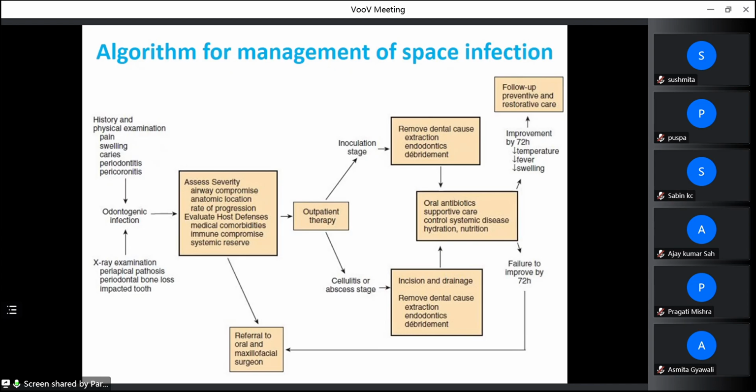So whenever there is cellulitis or abscess, you have to do incision and drainage, then remove the dental cause, either by extraction, RCT, or debridement. Then observe for improvement within 72 hours: if the temperature is decreased, there is no fever, the swelling is decreasing, the patient can open the mouth, and there is less pain, then you can continue the treatment, follow-up, and preventive and restorative care. If there is no improvement within 72 hours, then again you have to refer the patient to a higher center.